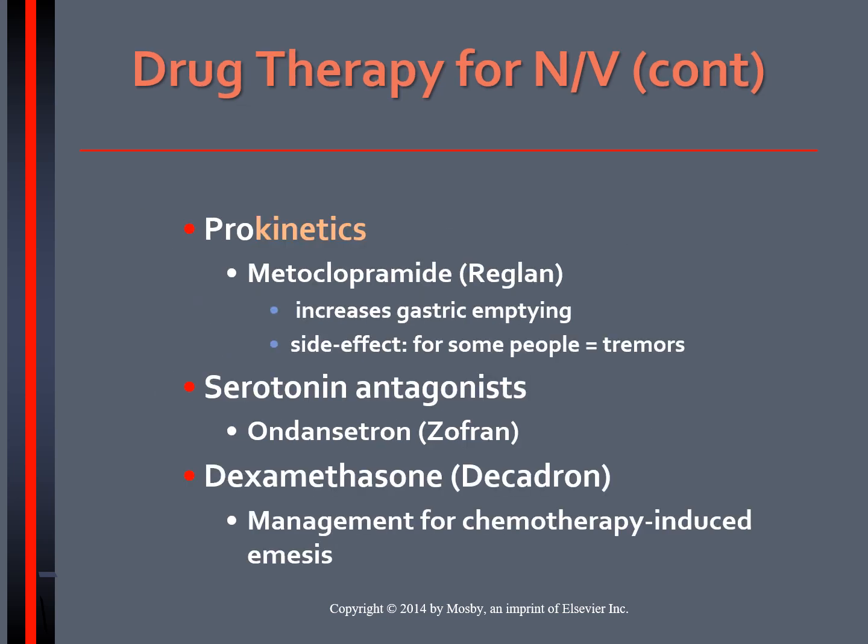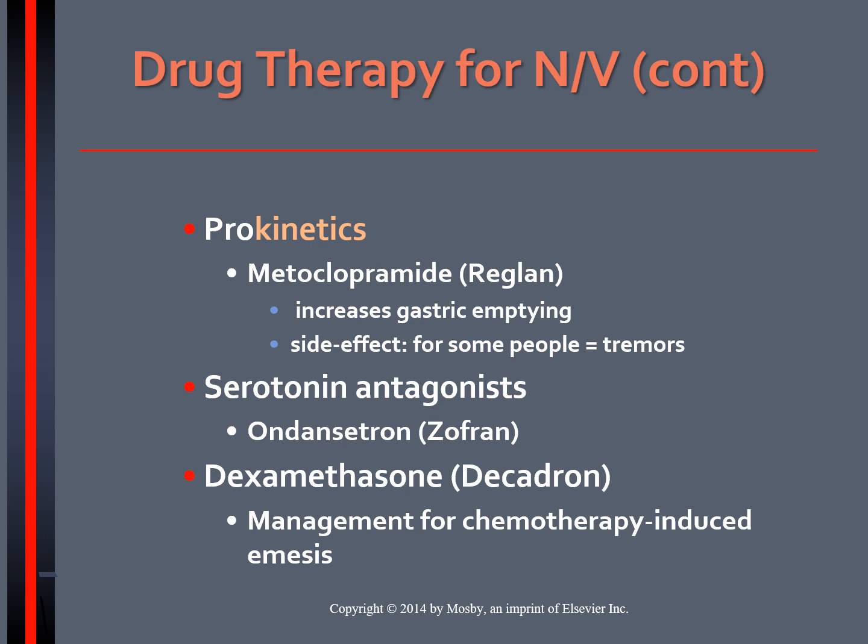So the prokinetics, remember kinetic means movement. The big one is Reglan. This increases gastric emptying. So if they have a lot of issues with backup of gastric contents, this Reglan will really help with the gastric emptying. But the side effects for some people is tremors, which can be pretty big for some people.